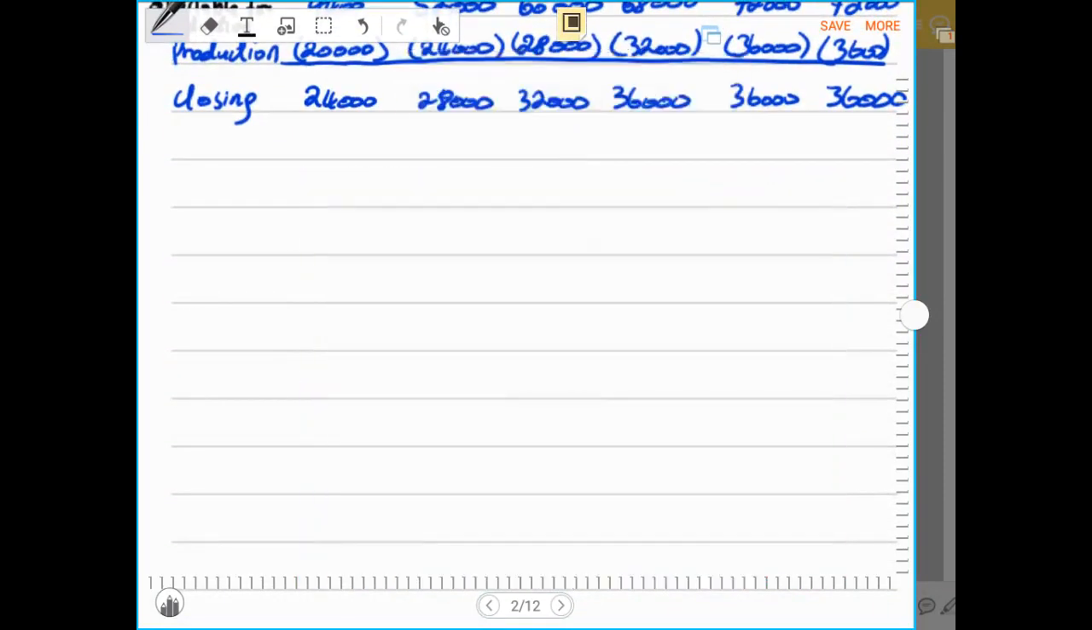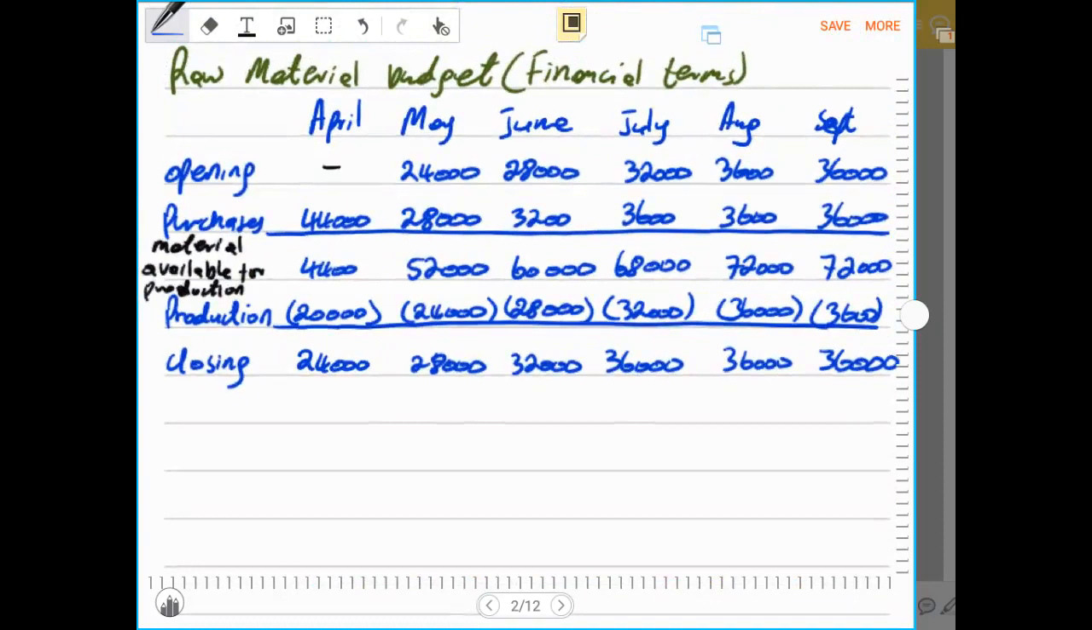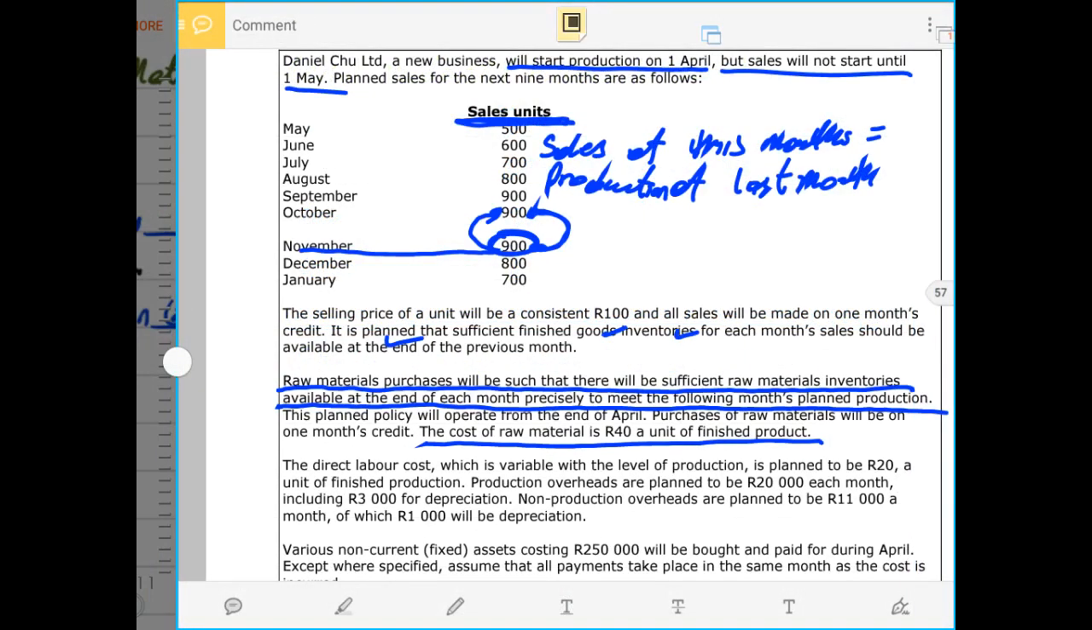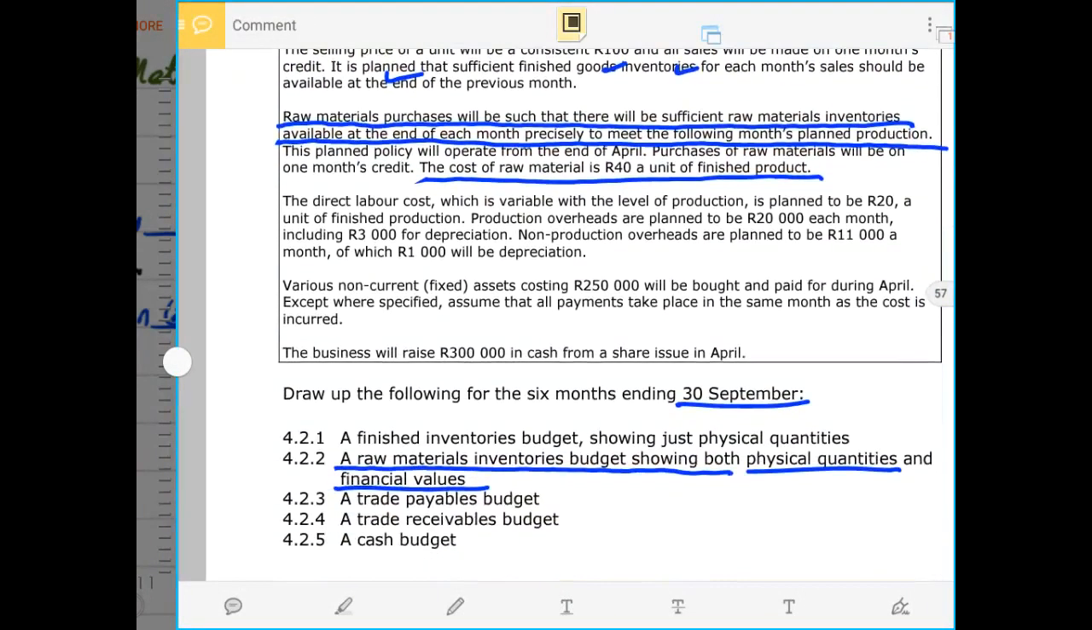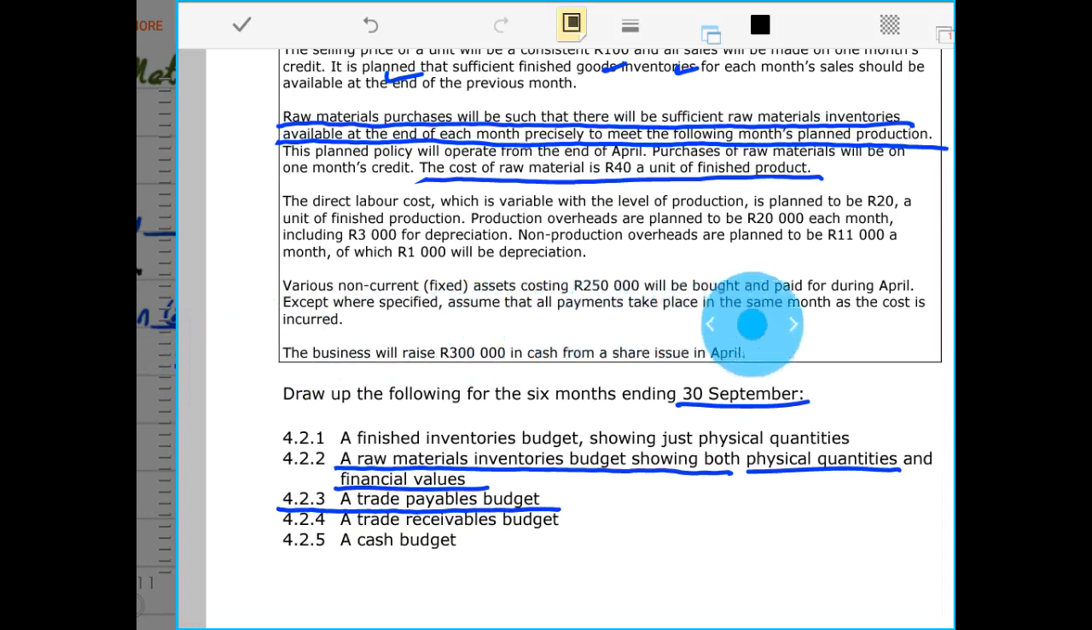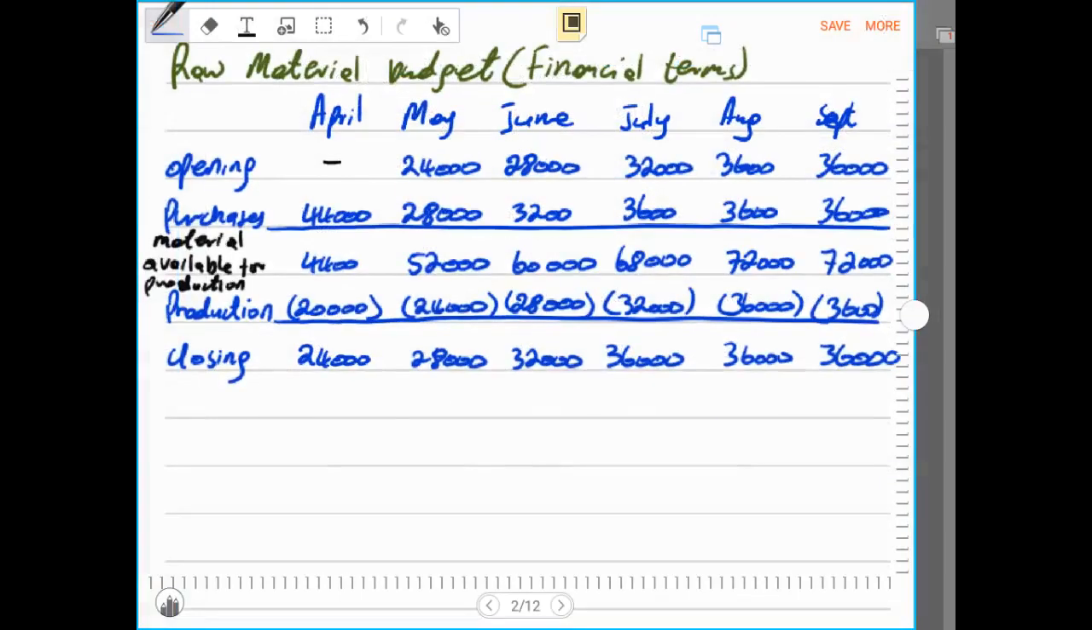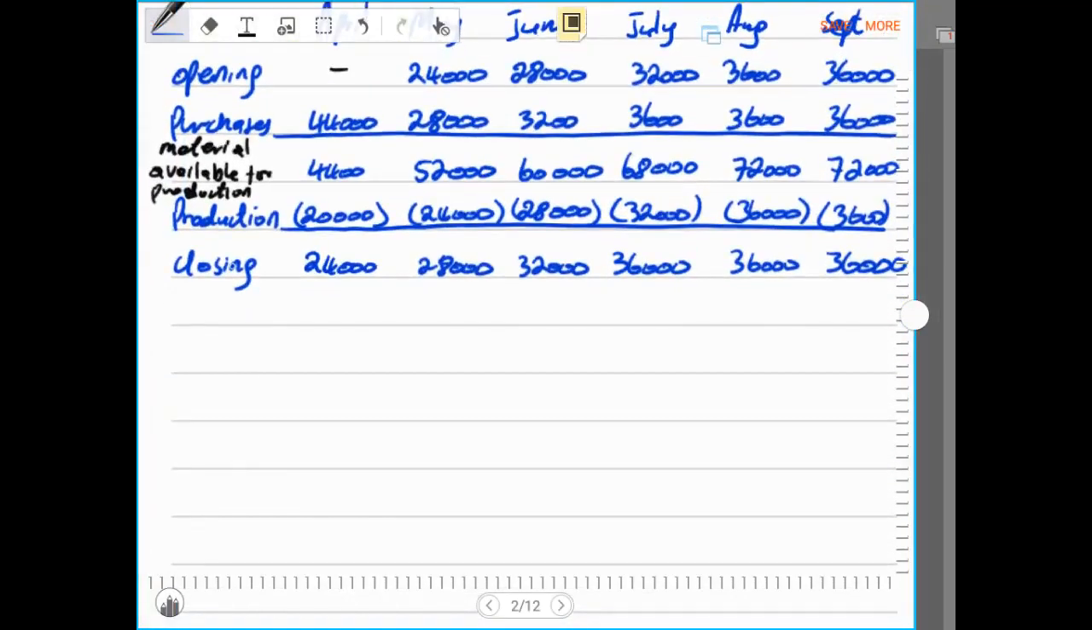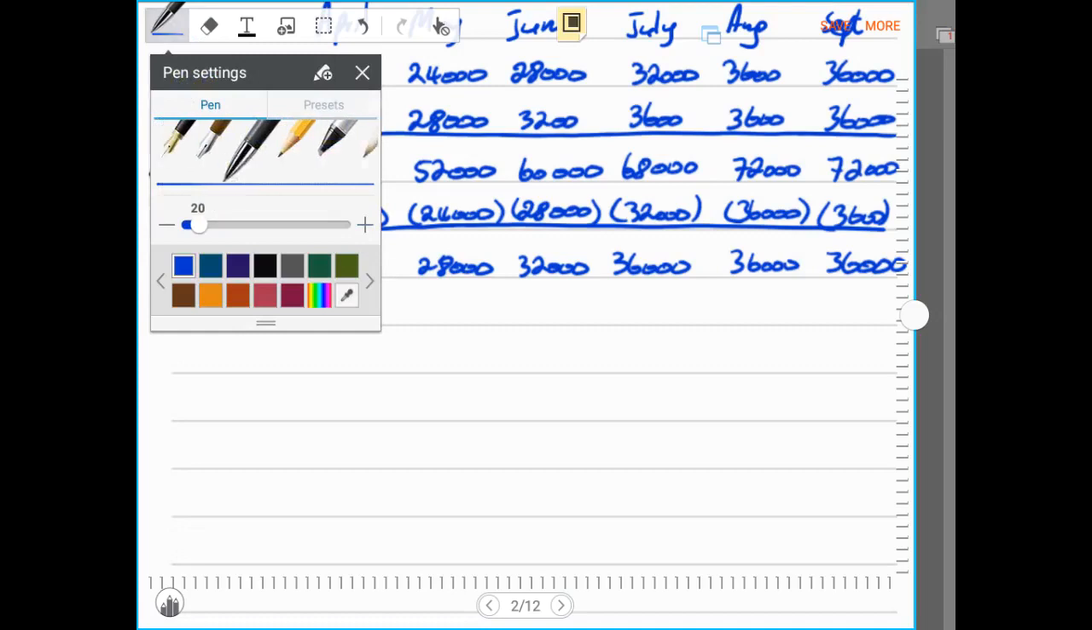So now we continue in the same note. Now we do the next budget. And the next budget that was required was a budget for trade payables. The budget was 4.2.3 trade payables budget. So now we are doing a budget for our creditors, the trade payables budget, 4.2.3.